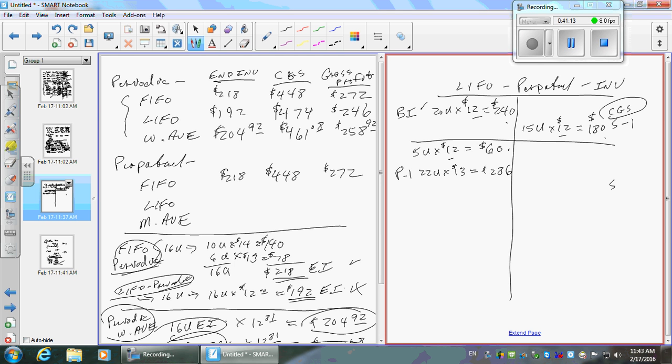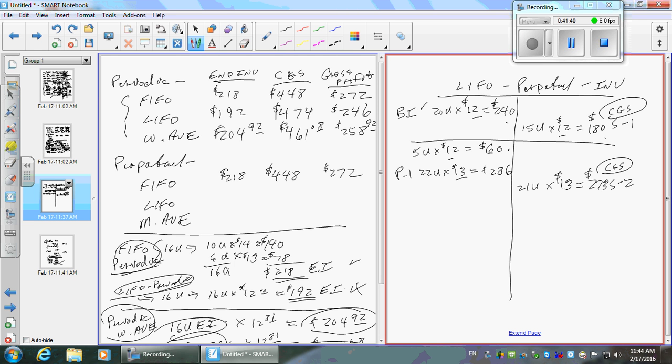Okay, I'm going to sell 21 units. It's only 21, so it's easy. 21 times what? Last in, first out. It's these last ones that came in at $13 then. Okay? What's that? 273. All right? Everybody got it? Debit what? Cost of goods sold. Credit what? Merchandise inventory.